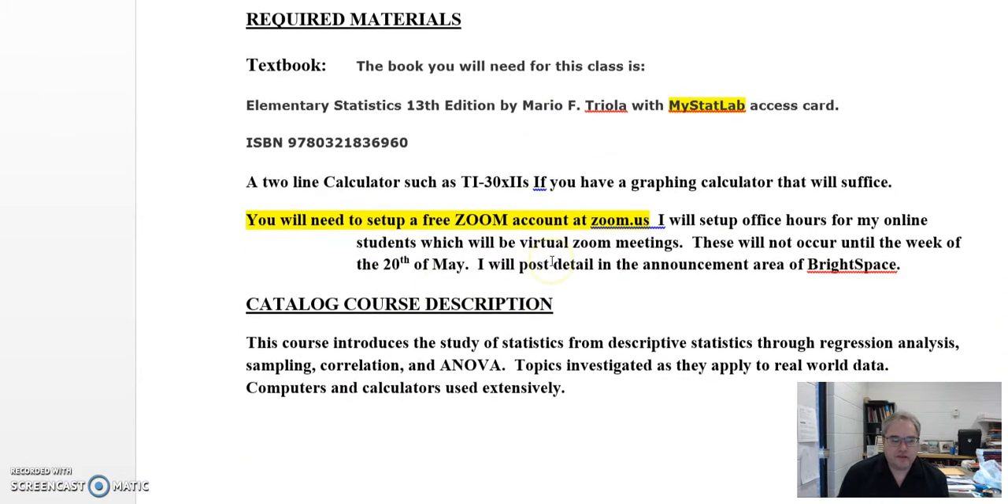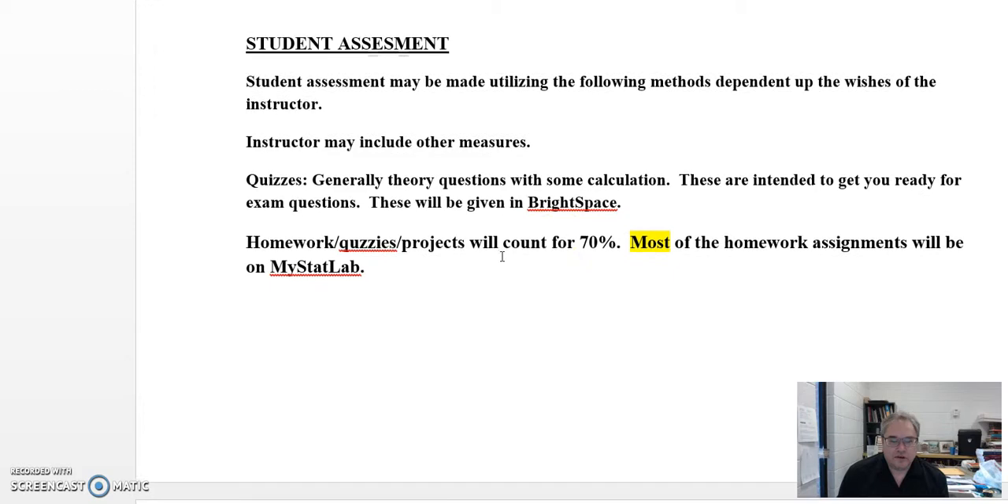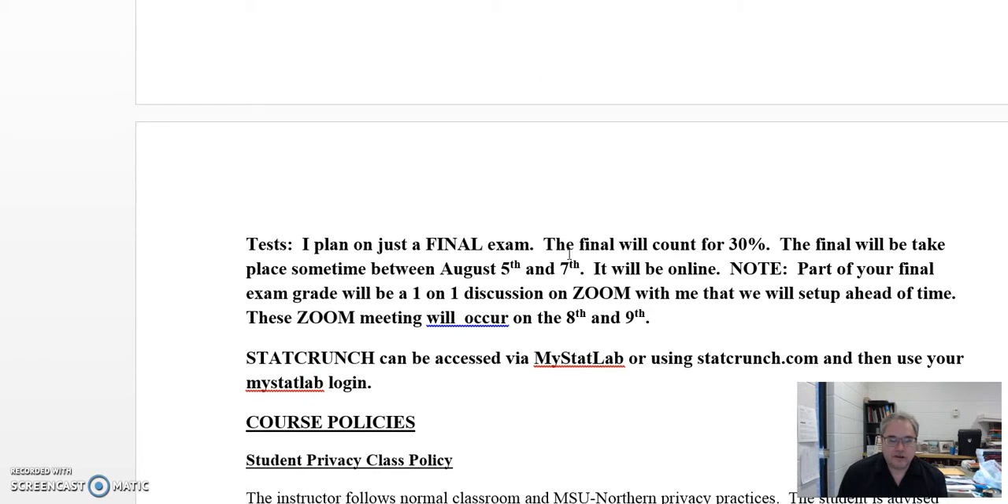Here's one for stats. I'm going to tell you how you're going to be graded. Student assessment: homework, quizzes, projects, anything that falls into this heading. Projects could just be a long homework. That's 70% of your grade in statistics. Then you're going to have a final as 30%. That will be in Brightspace.